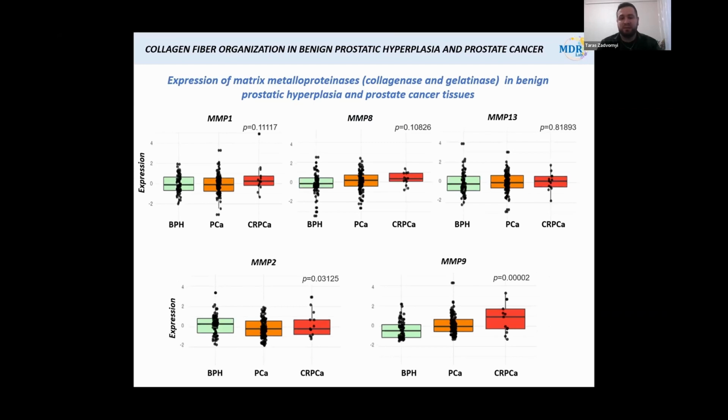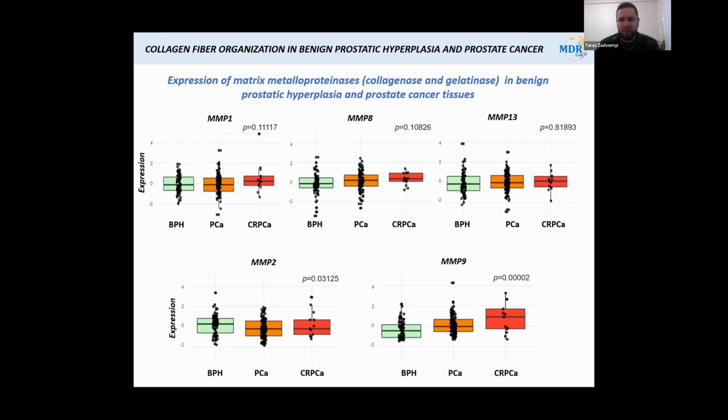In the next step, we analyzed the expression level of collagenase and gelatinase genes in benign prostatic hyperplasia and prostate cancer tissue using an open data source. We used the Cambridge dataset because it is the only open source that presents expression levels of gelatinase and collagenase in benign prostatic hyperplasia. This is the BPH box plot, second is prostate cancer PSA, and you can see the CRPC box plot. It's castration-resistant prostate cancer, the most aggressive form of prostate cancer.